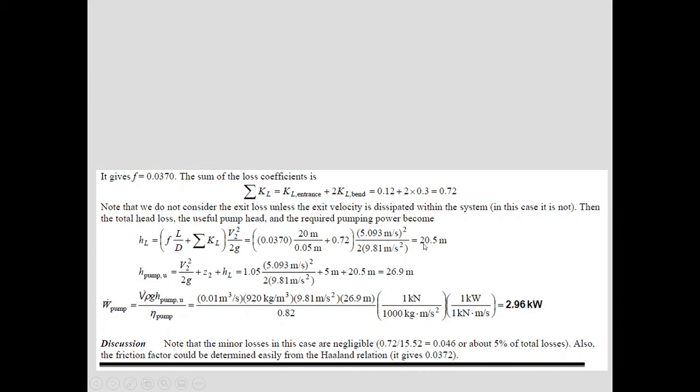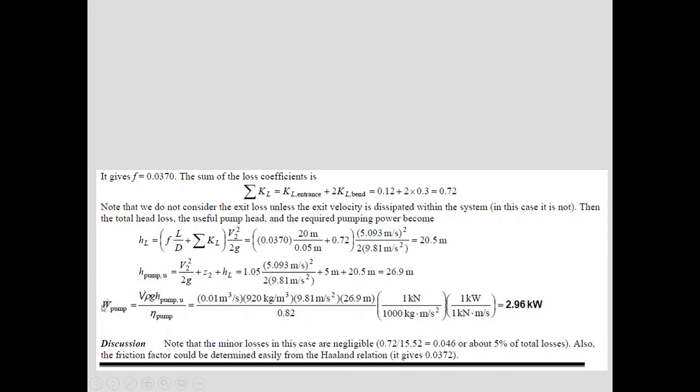With the information of HL, you can put it back into the energy equation: H pump is equal to V square over 2G plus Z plus HL. Using this information, H pump is equal to 26.9 meters.